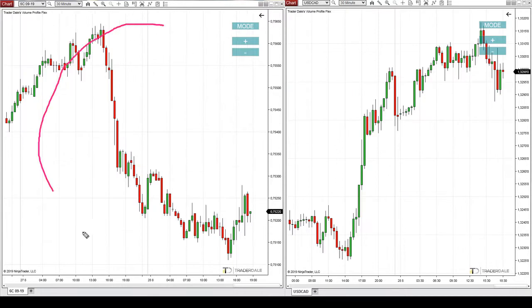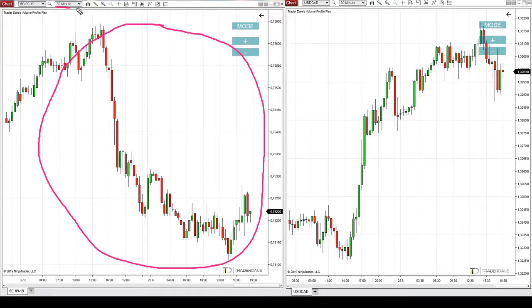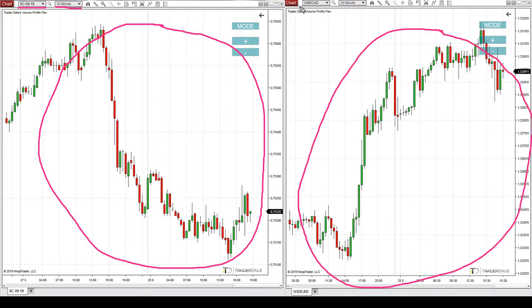The left chart, this one, is a 30-minute chart of the futures on Canadian dollar. The right chart is US dollar, Canadian dollar, also a 30-minute chart. If you look at the charts, you can tell that they are reversed. They move in the same way, but reversed. You can see, for example, in here that there is a downtrend. In here, there's an uptrend. There's a pin bar like this. Here is the same pin bar, only reversed.